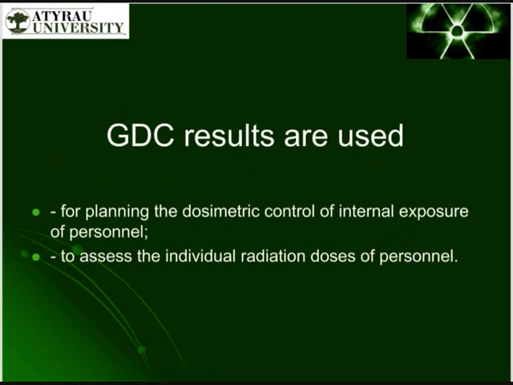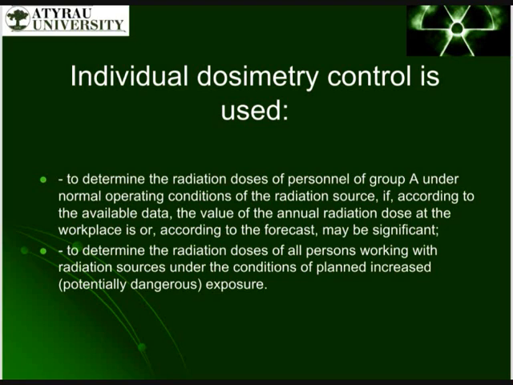Group dosimetry control consists in determining the value of the personal dose based on the result of the systematic measurements of volumetric activity in the area of working rooms, taking into account the time spent by personnel in this room. Group dosimetry control is one of the elements of monitoring the radiation situation at workplaces. It is used for planning the dosimetry control of internal exposure of personnel to assess the individual radiation dose of personnel.